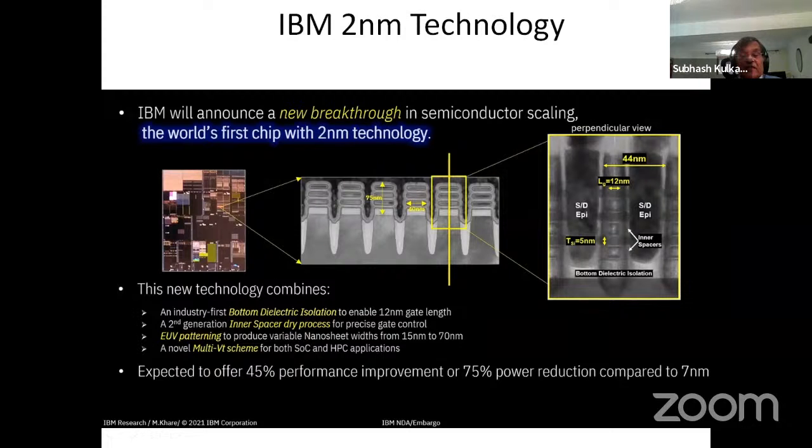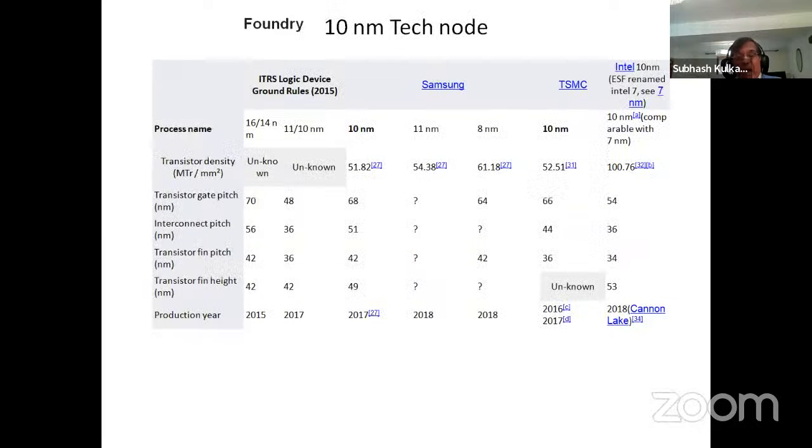Okay, let's move on. This is reality where the fabs are fabricating 10 nanometer technology today. Samsung, TSMC, and Intel. And Intel is far ahead of everybody else in terms of transistor density. They're building 100 million transistors per millimeter square, whereas others are doing 50 to 60, using the same ground rules, but they are able to execute these ground rules with much tighter specs.